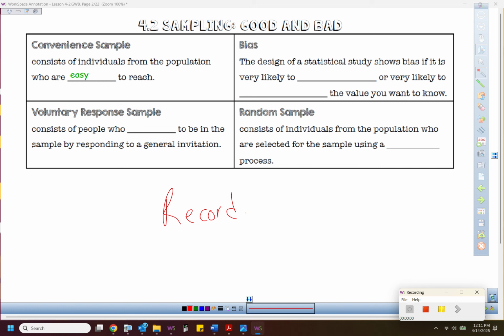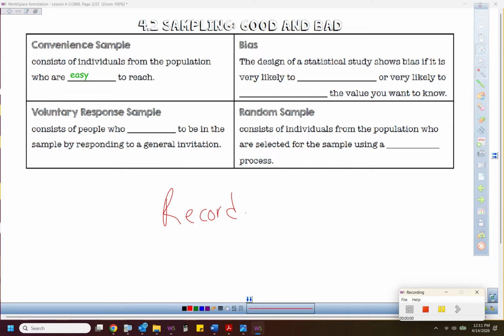So today we get to learn about what makes a good sample and a bad sample. Remember, if we were trying to survey Hayes High School, it would be very difficult to survey all 1,000 some odd students because there are so many of them, so you get a sample of them. But what makes a good sample and a bad sample?